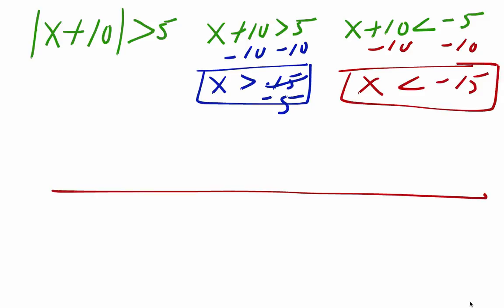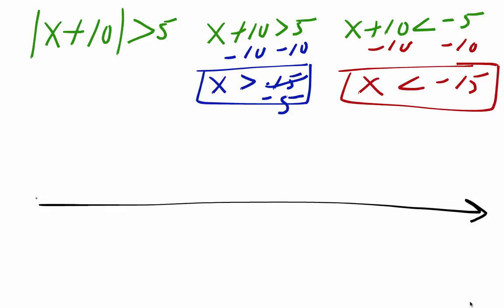So I draw my number line. Let's do a different color here. I'll do black. All right, so I'm going to graph the first one, the blue one. So I'm going to go to negative 5, and it says greater than, so that means I want an open circle. And I want all numbers that are greater than negative 5. So it's going to go this way.